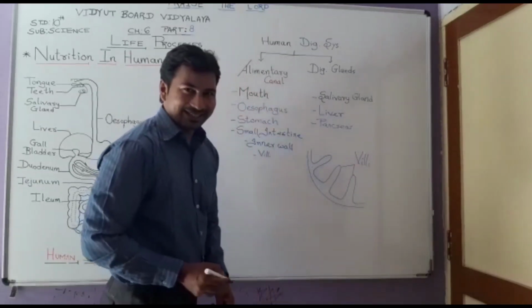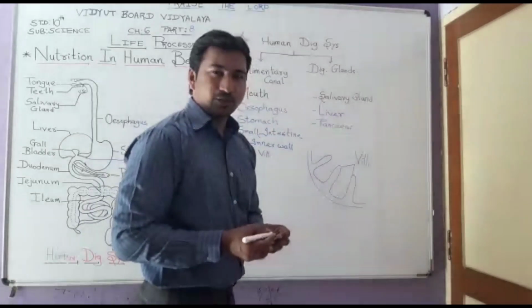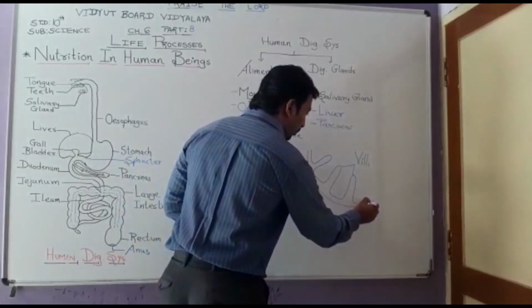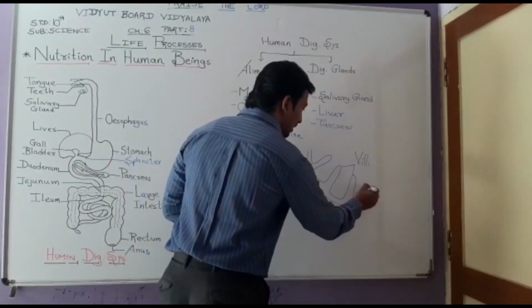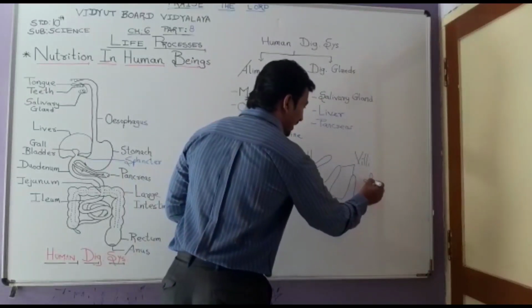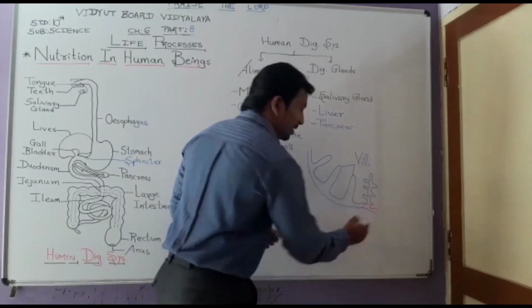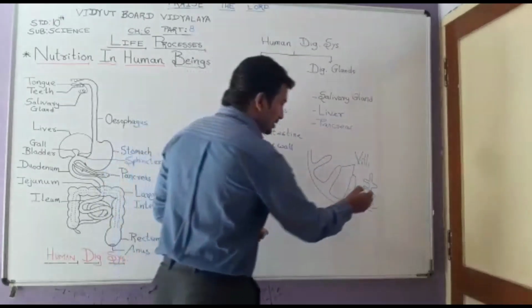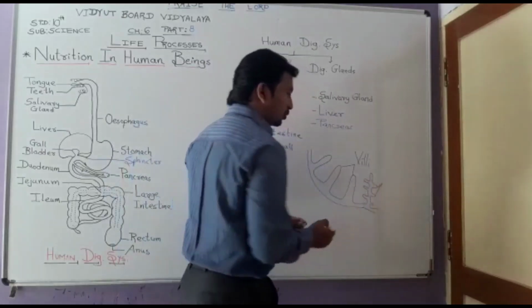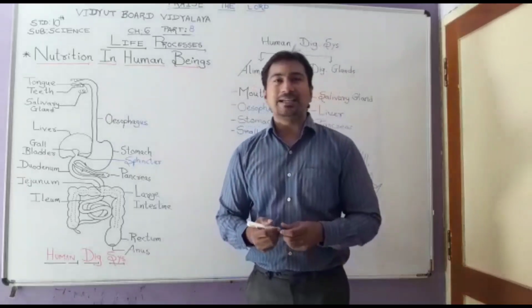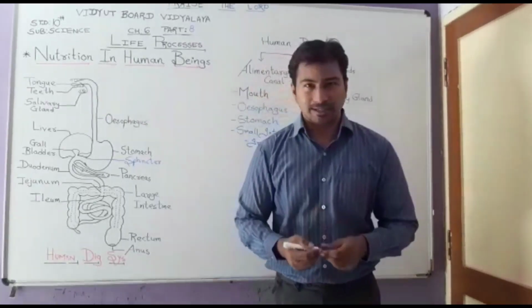V-I-L-L-I, villi. In the internal structure of the villi, it is found that it possesses certain microfilaments, and these microfilaments are said to be the microvilli. So these smaller structures are the microvilli. Basically they are located inside the inner wall of the small intestine.